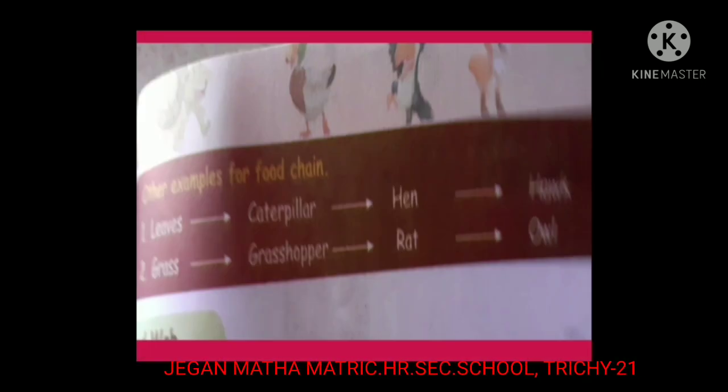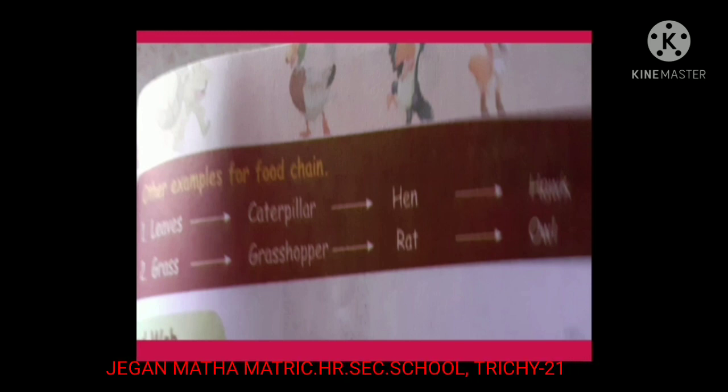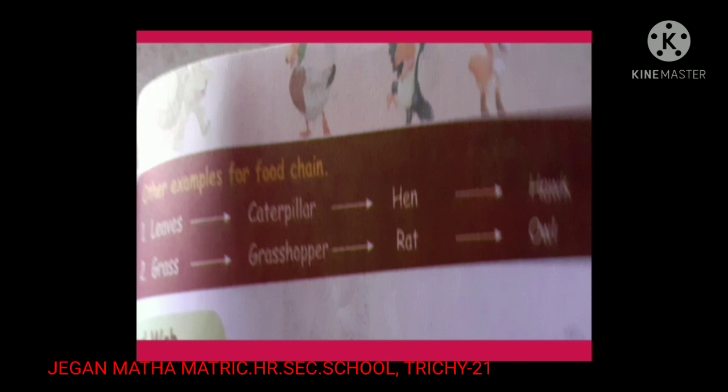Here you see some more examples of food chains. Leaves, caterpillar, hen and hawk. The second one, grass, grasshopper, rat and owl. In the first food chain, leaves are eaten by a caterpillar. The caterpillar is eaten by the hen. The hen is eaten by a hawk. In the second one, grass is eaten by the grasshopper. The grasshopper is eaten by a rat. Then the rat is eaten by an owl.